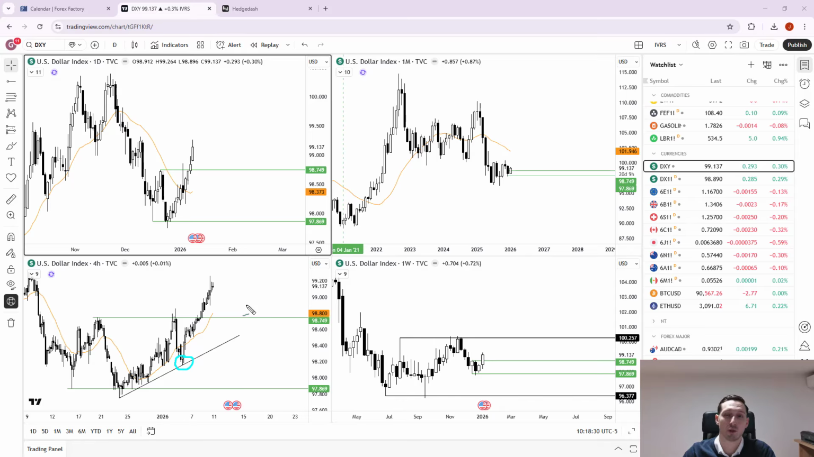Again, for those of you who have already downloaded the strategy guide for free, you will know that the Monday, Tuesday reversal plays are markets which overshoot on the week, and then they stay there and they hold there, and then they start to reverse on Monday or Tuesday. So we'll be looking at a couple of those in the dollar pairs in a moment.